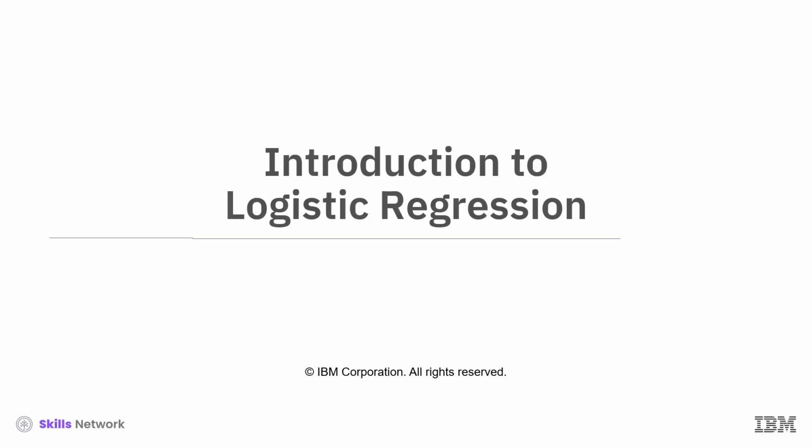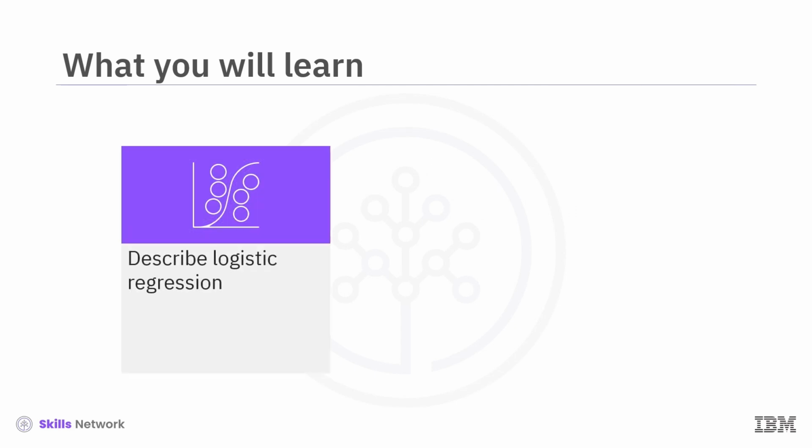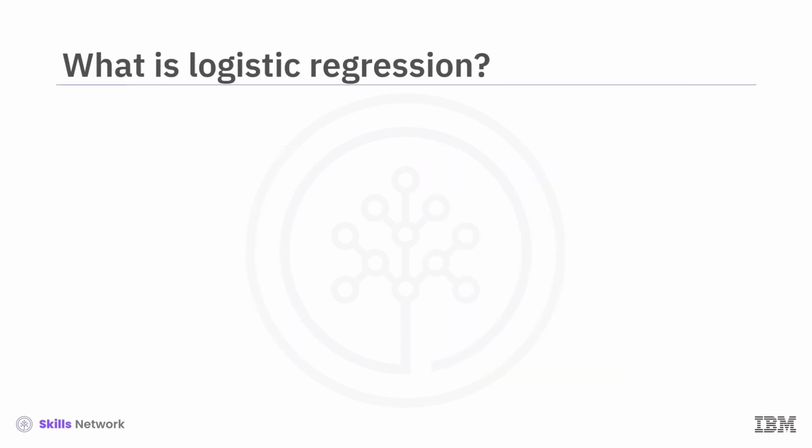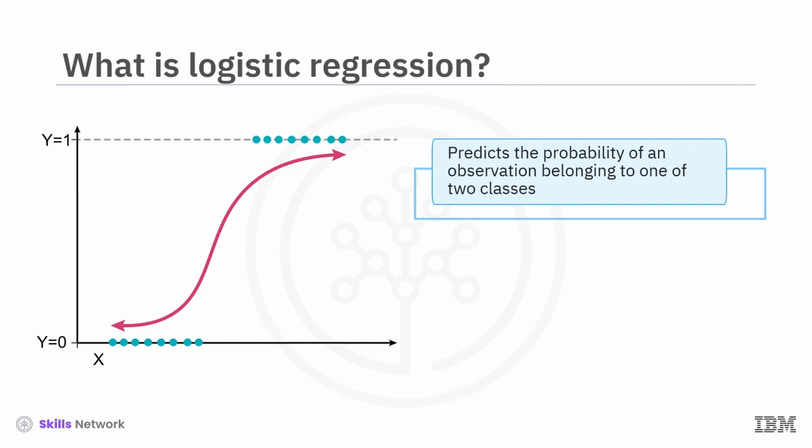Welcome to Introduction to Logistic Regression. After watching this video, you will be able to describe the machine learning method of logistic regression and explain how it is used. Logistic regression is a statistical modeling technique that predicts the probability of an observation belonging to one or two classes, such as true or false.